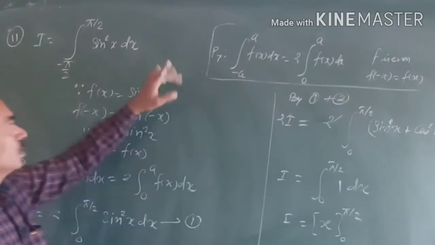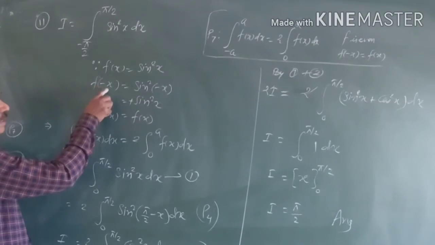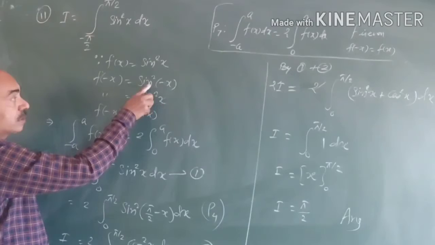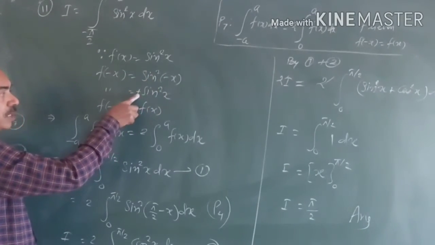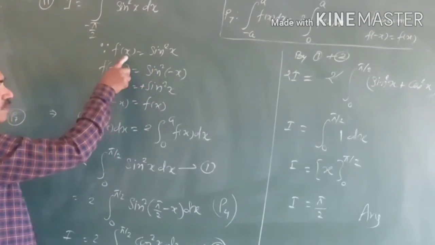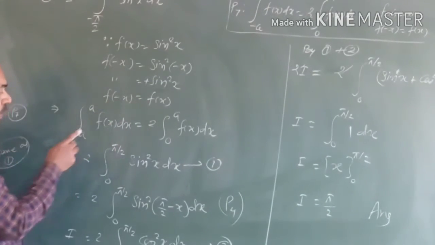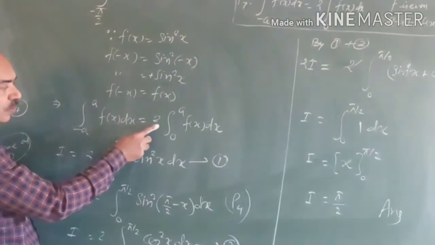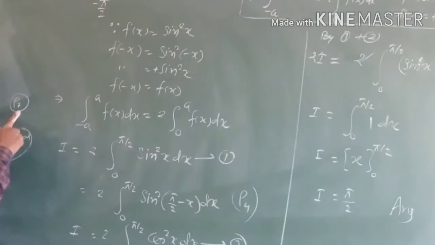And if it is odd, it means f of minus x equals minus f(x), then its value is 0. Since here f(x) is equal to sin square x, in place of x write minus x. Sine of minus theta is minus sin theta, but this is the whole square, so minus minus plus, it means only sin square x, which is f(x). So f of minus x equals f(x). So the integral from minus a to a of f(x) dx is 2 times the integral from 0 to a of f(x) dx. It is property number 7.